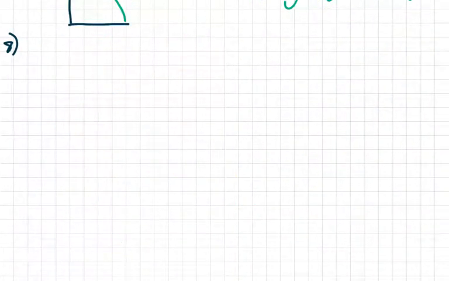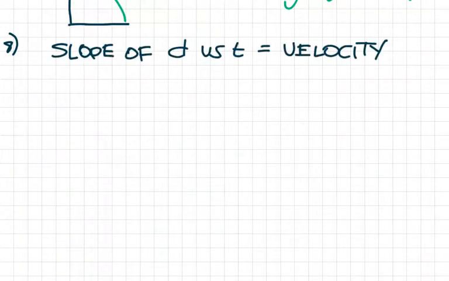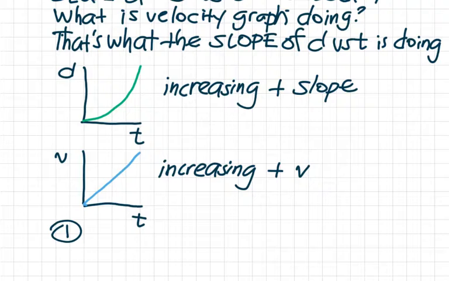Number 8, which graphs represent the same motion? Classic. These seem confusing, but you have to remember one basic principle. The slope of a d versus t graph equals the velocity. So, all right, the answer is choice 1, and I can tell you why.